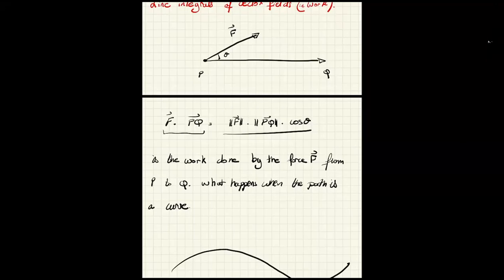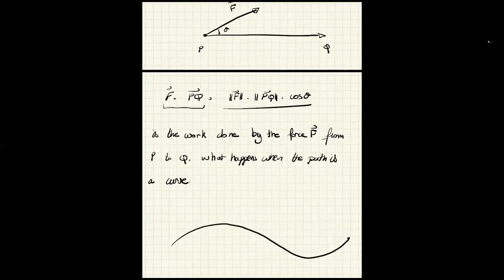Okay, so let me just go over it quickly. If I have a force and I have something that moves from P to Q, the formula that you know from high school for the work done from P to Q by this force is this. You compute the scalar product, which is just the norm of F times the norm of this vector times cos of theta. If you're pulling on the object, it's negative. If you're pushing on the object, it's positive, right?